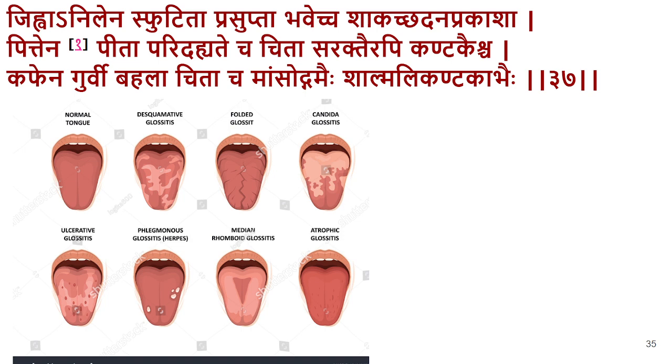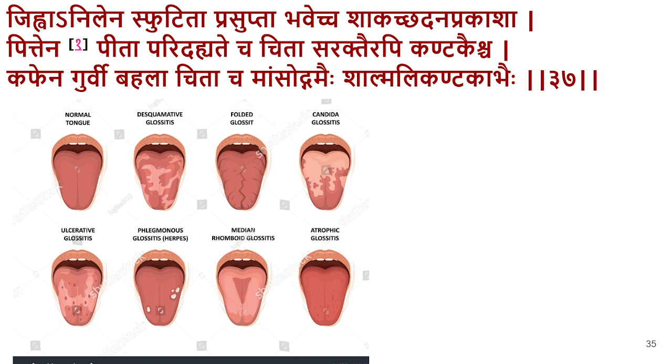And kafena gurvi bahala chitacha mamsudgamehi shalmali kantakabhihi. With the kaphaja variety, the tongue becomes rough and thick, or smooth surfaced, or there could be projections which are something like the thorns of shalmali. So sharp projections could occur.